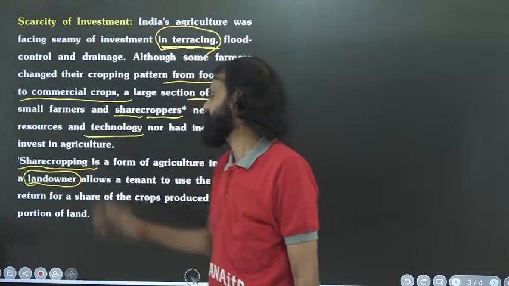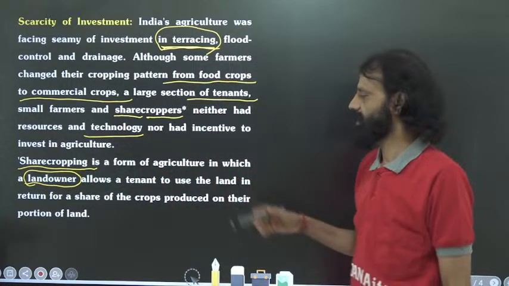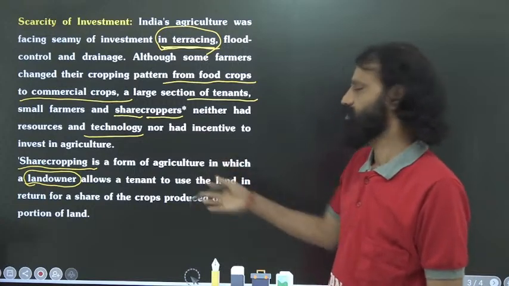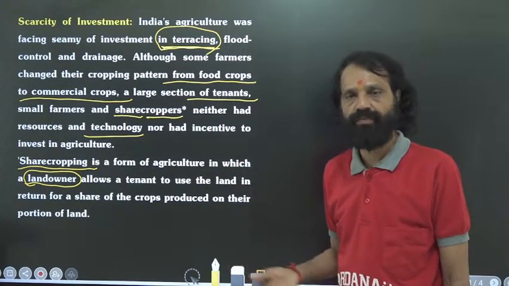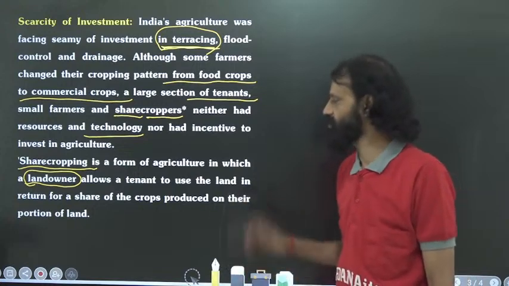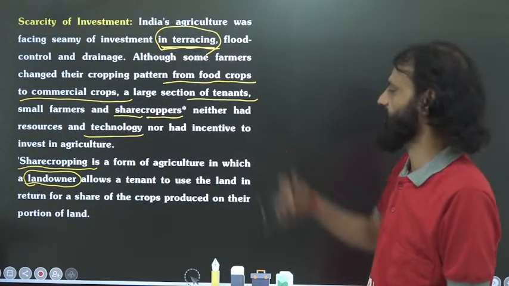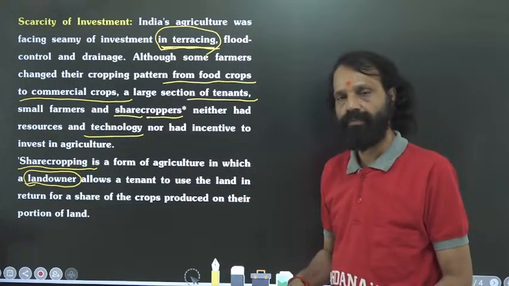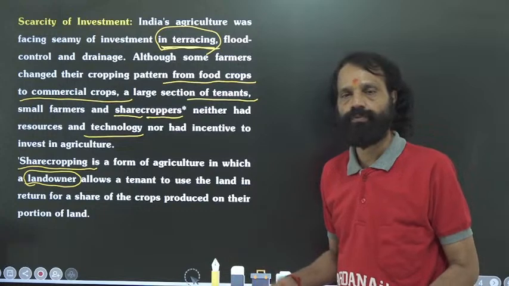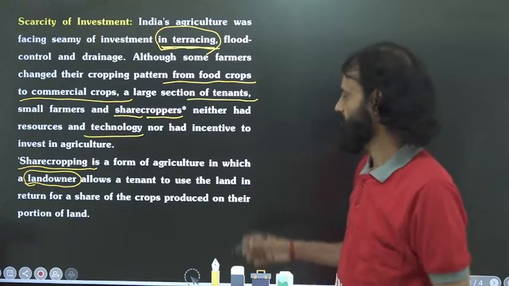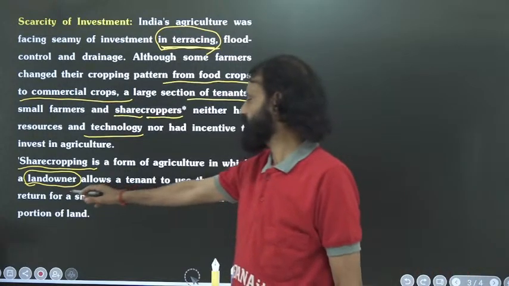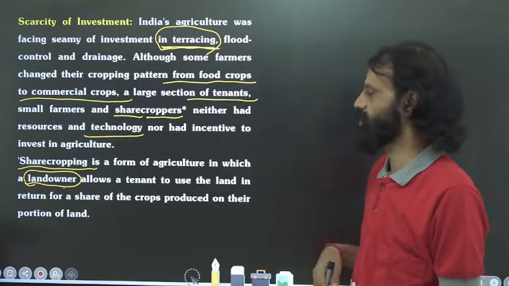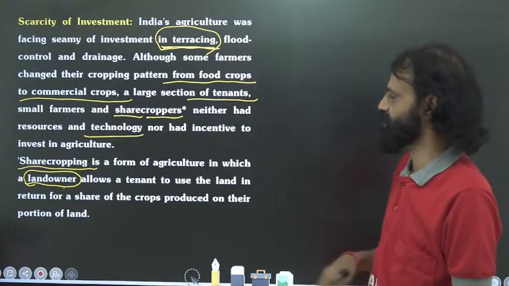The result is the landowner gains more profit, but the farmer gets a very small amount. That is what was actually happening. The land belongs to the landowners, so what do they do? They give it to hundreds of farmers to do farming, but the major portion of the production is shared with the landowner. So the landowner got more. That happened in those days.